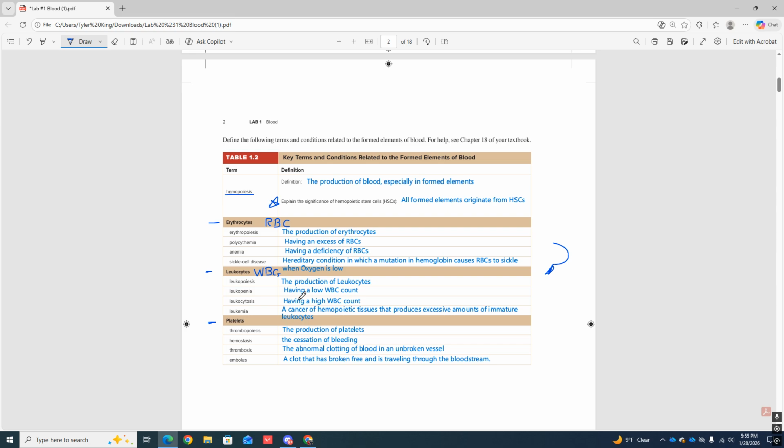So this leukemia, this cancer condition, is very deadly because your white blood cells don't know what they're supposed to do, so they can't really fight off infection, disease very well. And eventually it'll end up killing you if you don't get it treated. So it's a very, very deadly form of cancer that you can get.